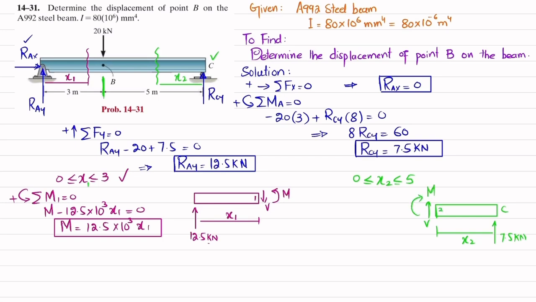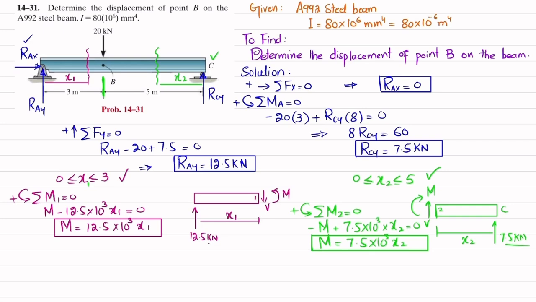That is point 2. So we will find this moment by using equation of equilibrium, that sum of all moments about point 2 is equal to 0, taking the counterclockwise moment as positive. So about point 2, one moment is minus M, which is clockwise, and the other moment is due to 7.5 into 10 to the power 3 into x2, which is counterclockwise. Their sum must be equal to 0. So moment will become equal to 7.5 into 10 to the power 3 x2. Clear? So this is the moment equation for the region x2 greater than 0 and less or equal to 5.